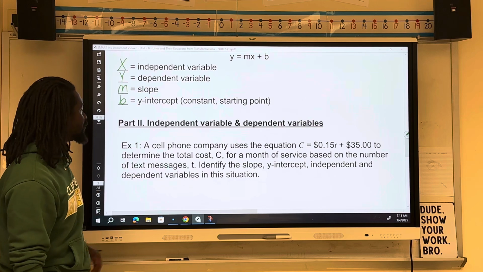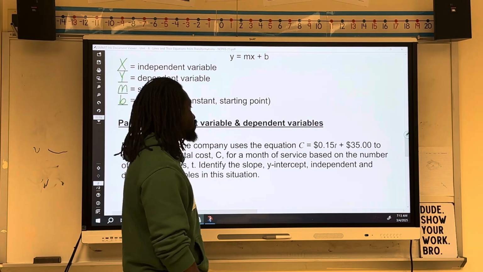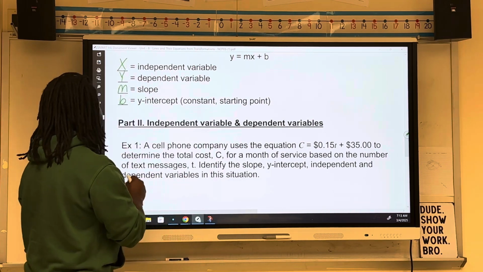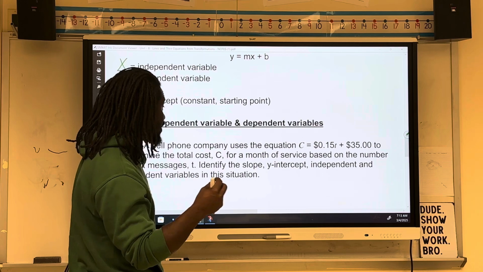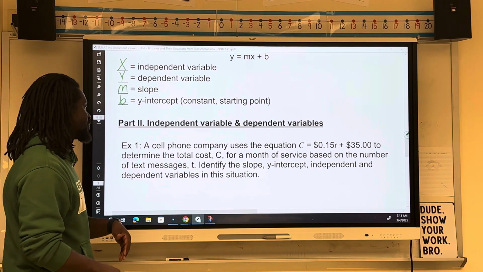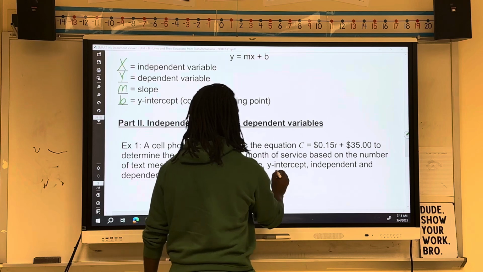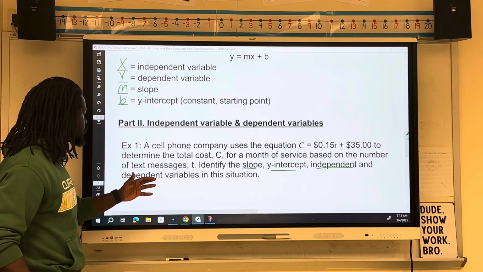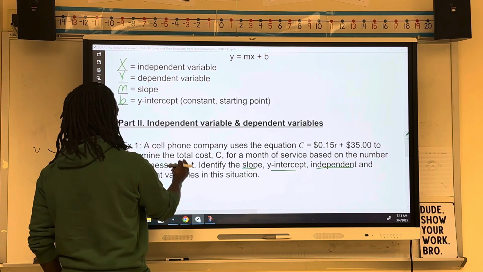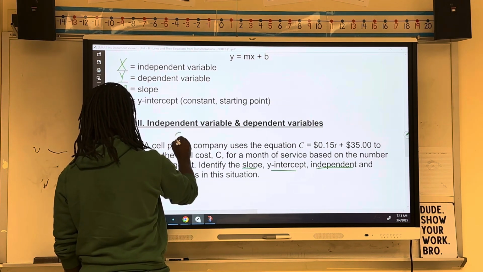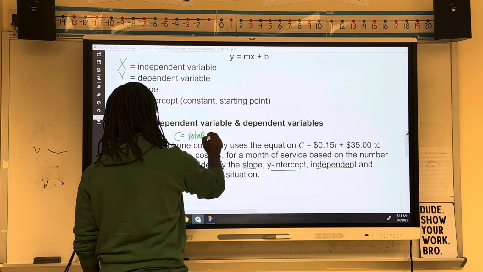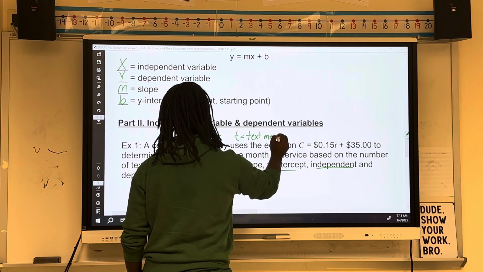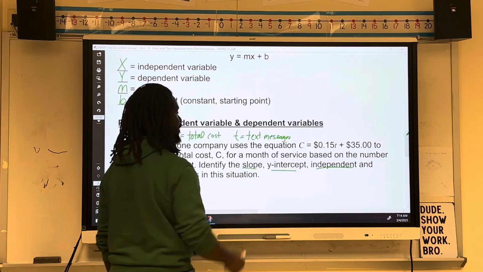It says a cell phone company uses the equation C equals 0.15t plus 35 to determine the total cost C for a month of service based on the number of text messages t. Identify the slope, the y-intercept, and the dependent and independent variables. We have our variables defined. C equals the total cost, and t equals the text messages. That's important for us to note, and in this one it is defined.